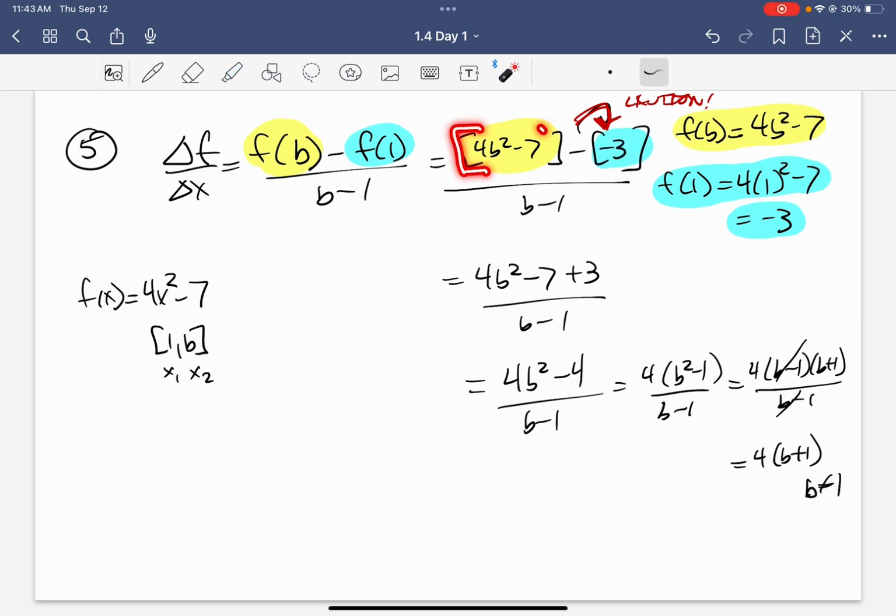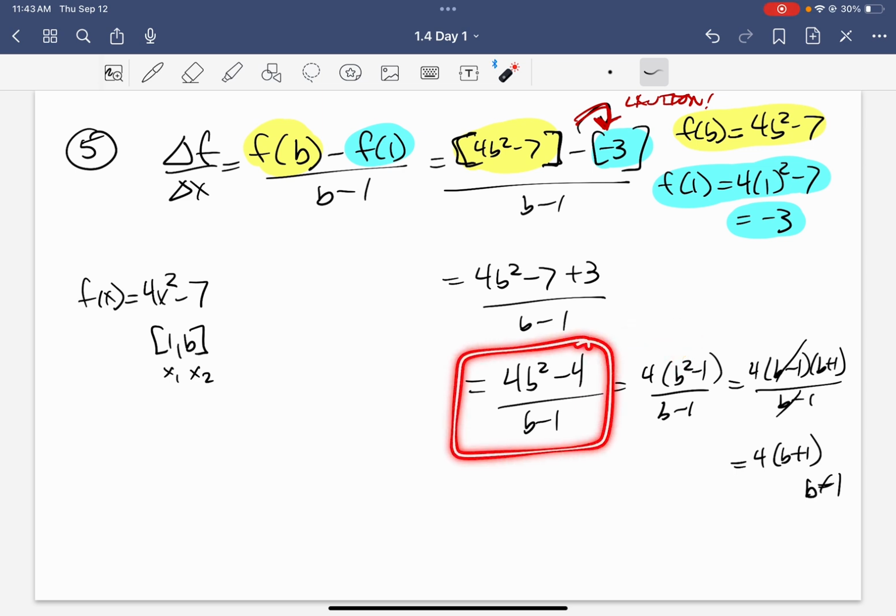But notice, it's a chunk of stuff, all of f of b, minus a chunk of stuff, all of f at 1. So this negative times this negative gives us a positive. These parentheses are really, really important. Then negative 7 plus 3 is a negative 4. So now I have a fraction. So you're really done at this point. But if I ask you to simplify, you must continue on further.